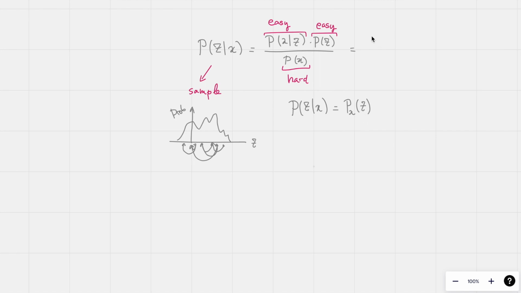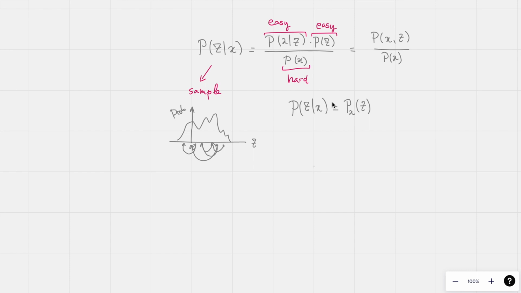The second thing is that I'm going to rewrite here the numerator of this expression as the probability of x and z, p of x comma z, and keeping the complicated denominator here as it is, p of x. So this will come in handy a little bit later.